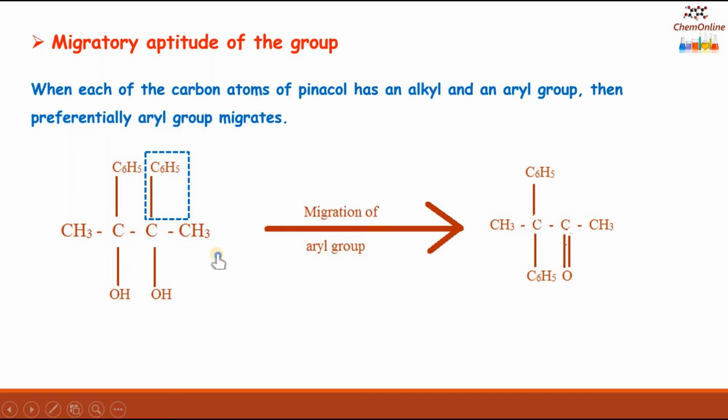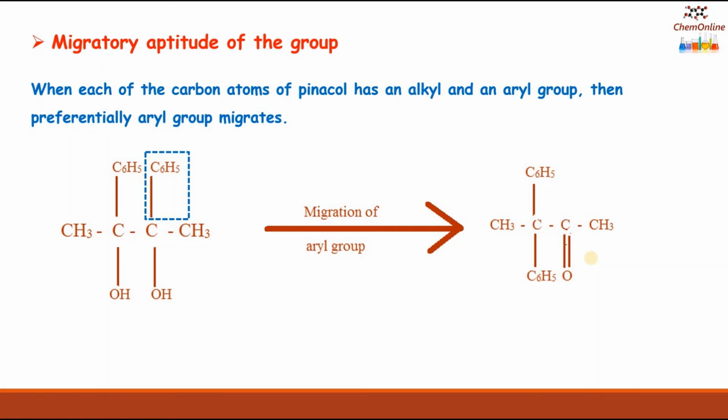And this is related to the relative migratory aptitude of the groups, which you will learn in detail in your PG classes. Okay, so here the phenyl group will migrate and the product formed will be this.